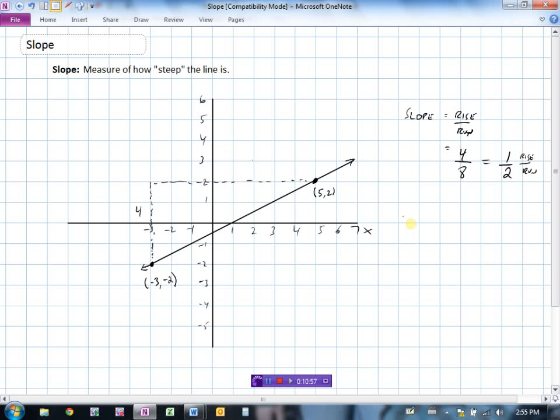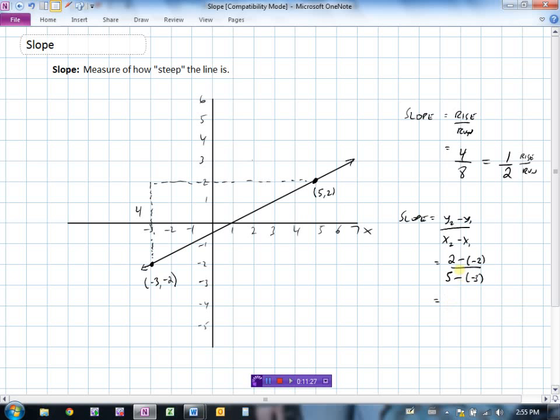Or if I just wanted to use the points, I could also say that the slope is the change in the y values. So I'm going to subtract the 2 y values divided by the change in the x values. So y2, which is 2, minus, got to be careful here because the signs are negative, so 2 minus minus 2, divided by the second x value, which is 5, minus minus 3.